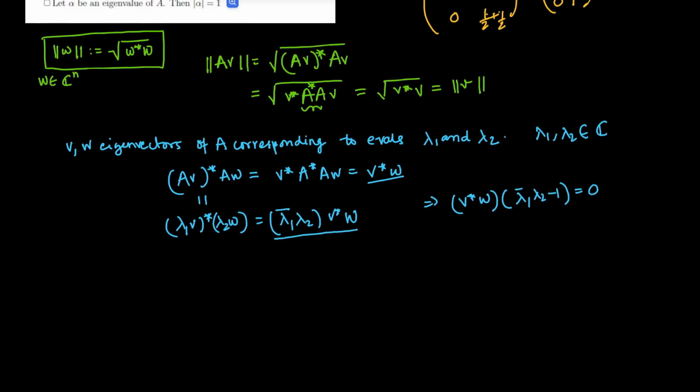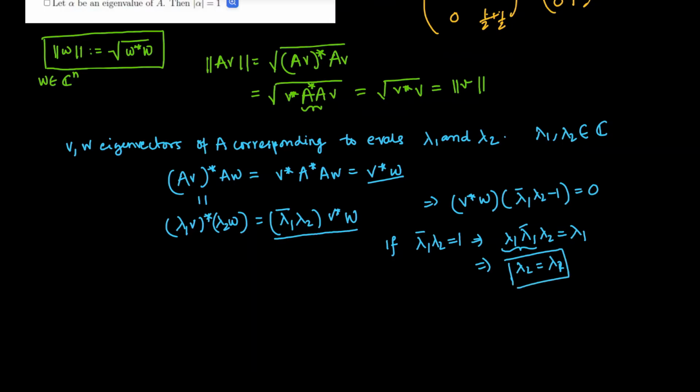Now, if lambda 1 conjugate lambda 2 minus 1 is 0, that means lambda 1 conjugate lambda 2 is equal to 1, and that means lambda 1 conjugate lambda 2 will be equal to lambda 1, because I've multiplied it by lambda 1. Now lambda 1 times lambda 1 conjugate will always be 1, so this means that lambda 2 is equal to lambda 1.